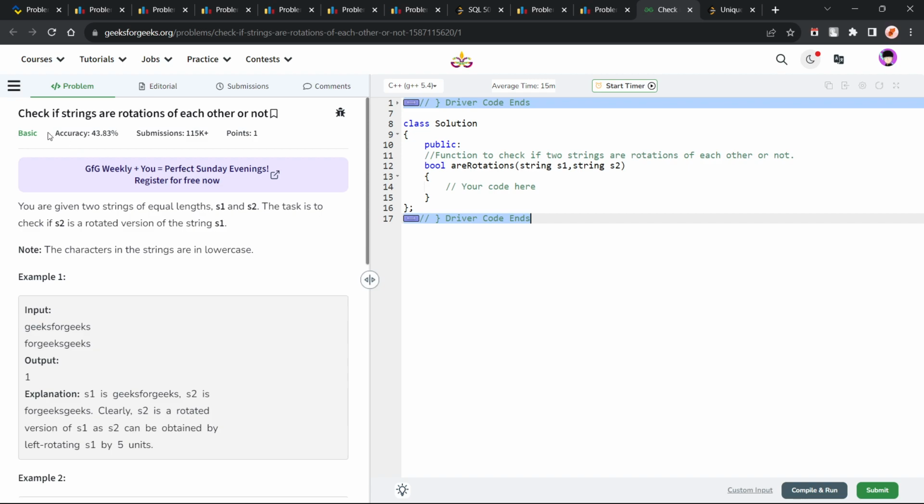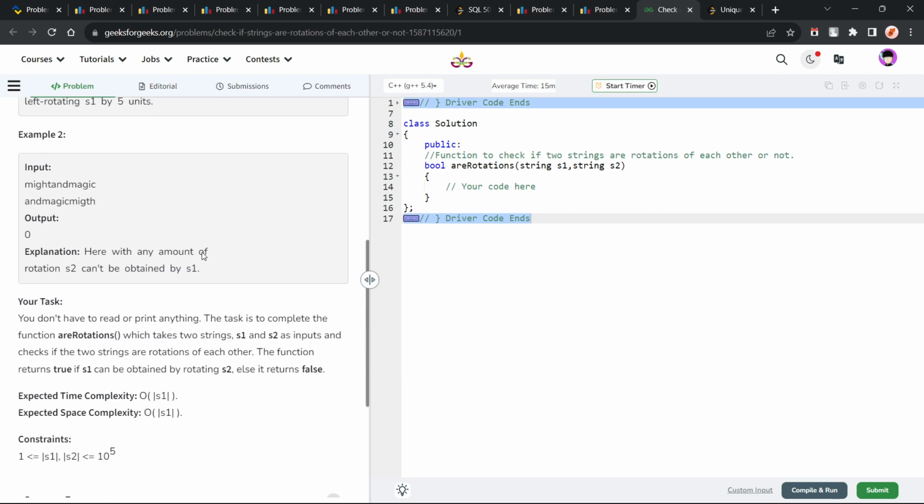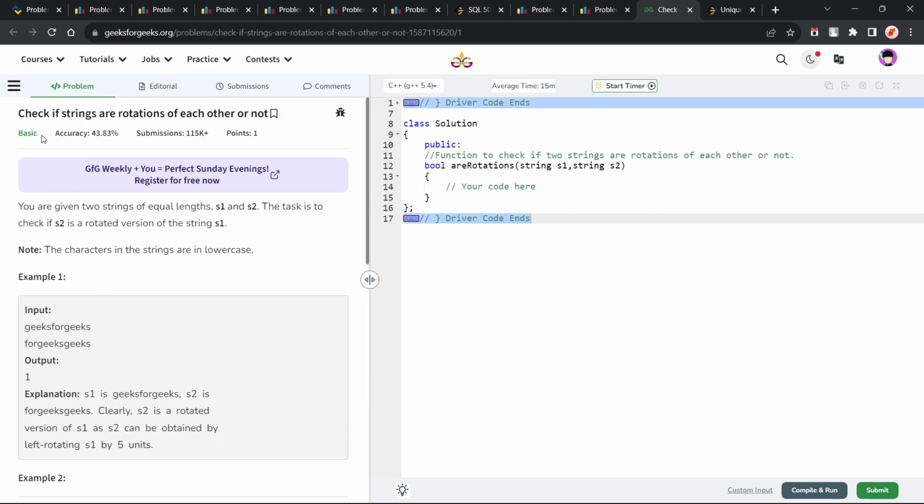In this video, we're going to discuss the GeeksforGeeks problem of the day, and today's problem is check if strings are rotation of each other or not, right? I don't know if this is a new difficulty level. The difficulty is basic. Let's just read the question. It says that we have been given two strings of equal length S1 and S2, and our task is to find if S2 is a rotated version of S1 or not.